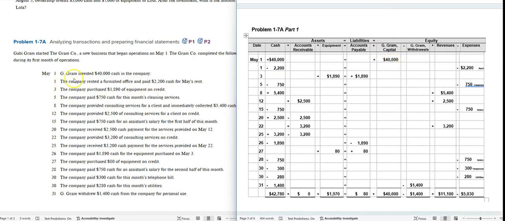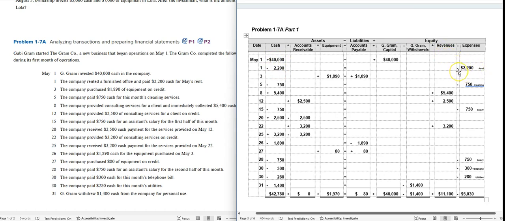That same day, the company rented a furnished office and paid $2,200 cash for the month's rent. If the company paid cash, the company's cash is decreasing and they are paying rent. Rent is an expense. It is a cost of operating. So seeing the effect of this transaction on the accounting equation, we need to decrease our cash and expenses will go up.